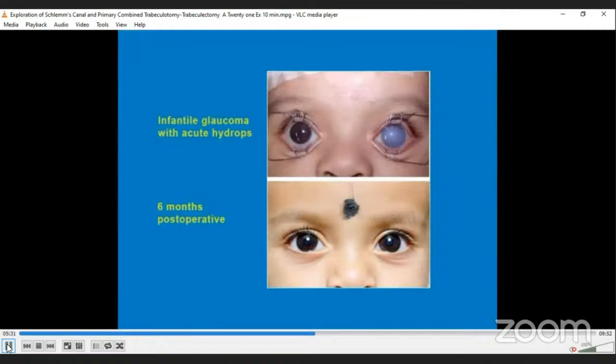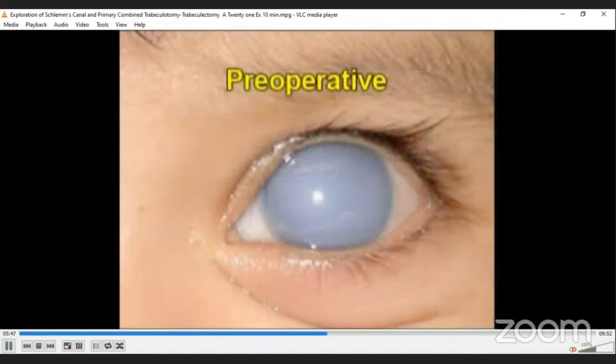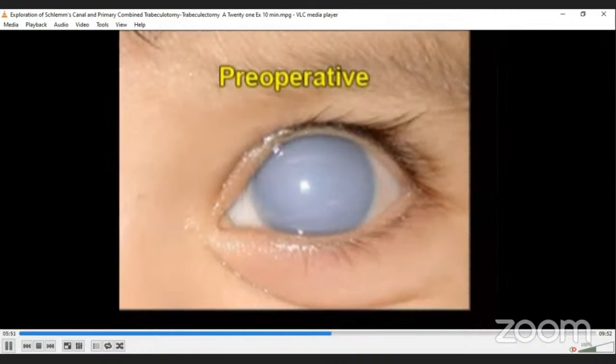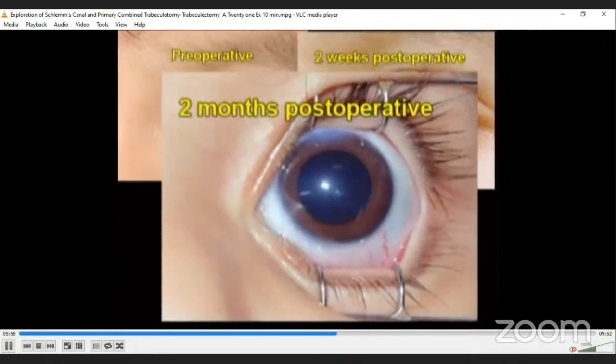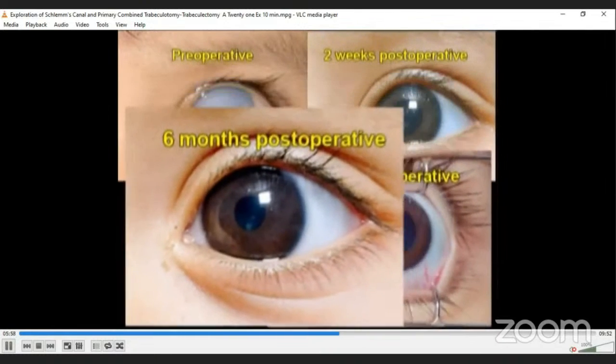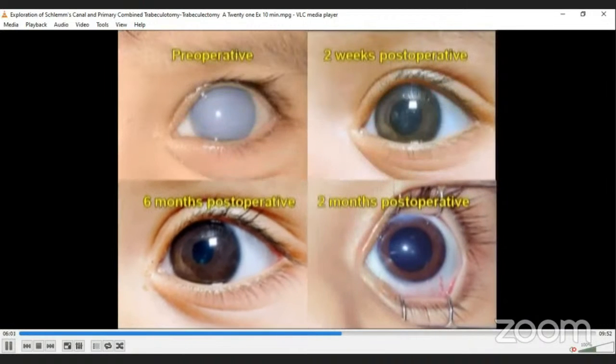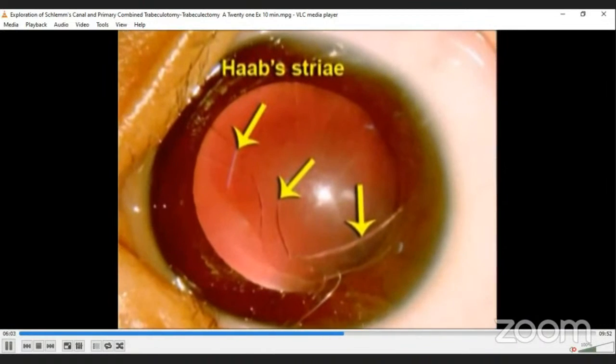Here is a patient, compare and contrast acute hydrops with infantile glaucoma, and the lower picture tells us the normal clarity achieved. This picture was taken 6 months after the surgical technique of primary combined trabeculotomy trabeculectomy. In the same patient, the successive picture will show, just compare and contrast, preoperative, 2 weeks, 2 months, and 6 months postoperative appearance of the child.